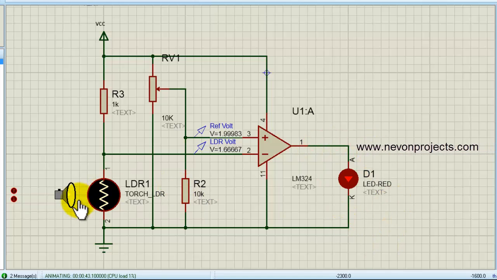So the basic idea of an LDR is that it will act as a potential divider whenever connected this way, and depending upon the intensity of light, it will generate a potential across this terminal, which can be used by any op-amp or a microcontroller for giving information about the ambient light conditions. So this was about the simulation of LDR working.